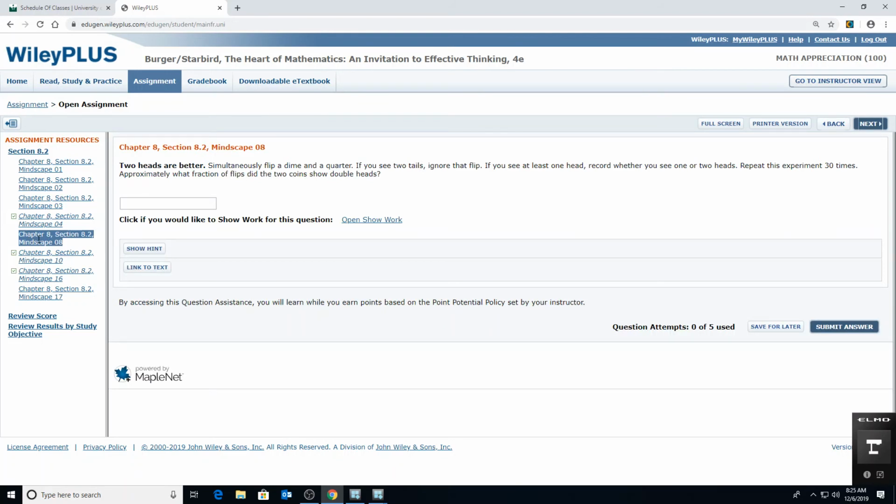So we have a dime and a quarter being flipped. If we see two tails, we ignore the flip. If you see at least one head, record whether you see one or two heads. Repeat this experiment 30 times, and approximately what fraction of flips do the two coins show double heads? So in this answer, you'll not put what you see in your experiment, but your experiment should hint at what the real probability is. Let's go ahead and calculate the real probability, and then you can enter that instead of the relative frequency.